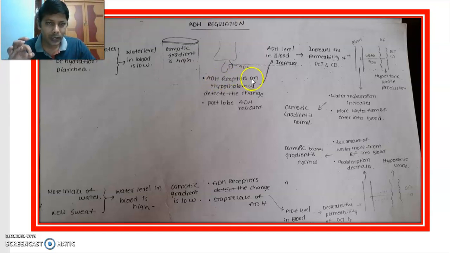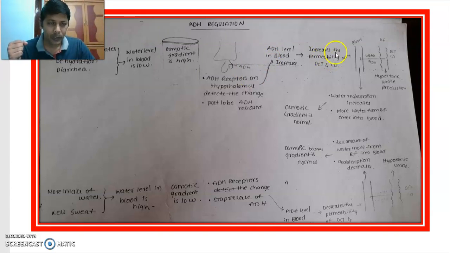The osmoreceptors on the hypothalamus detect the change when the water level in blood is low, and the posterior lobe of the pituitary gland releases ADH. This is the anterior lobe. ADH level now in our blood increases because the hormone has been released from here. ADH, antidiuretic hormone, level in our blood increases.